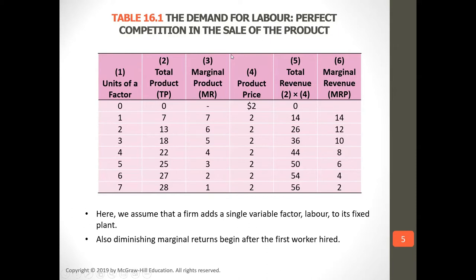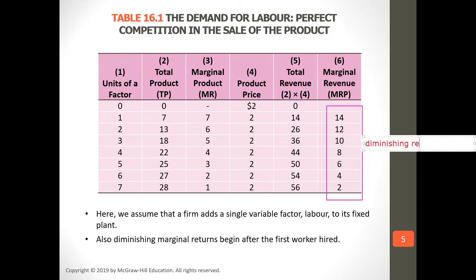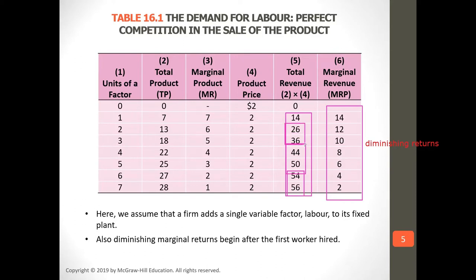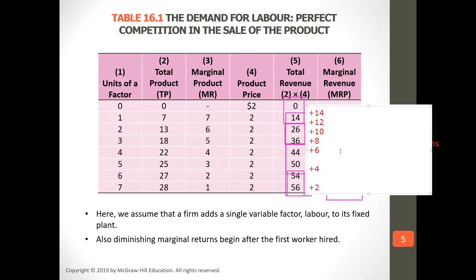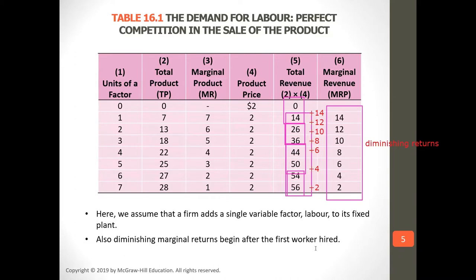the marginal revenue product decreases over time because of diminishing returns. Because as our total revenue goes up, the difference between total revenue at each period gets smaller. So to start, it goes up by 14. Then the next one goes up by 12, then 10, then 8, then 6, then 4, and the next one goes up by 2. So it goes up, but at a decreasing rate. That's what diminishing returns is, and that's what happens over time.